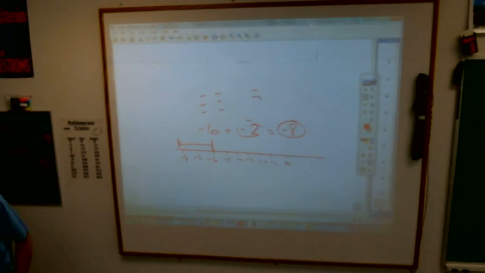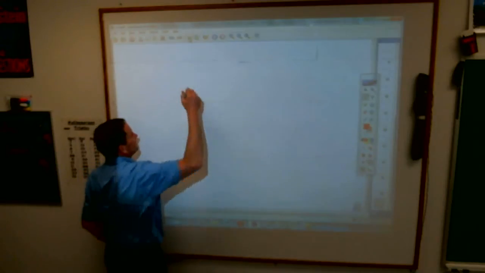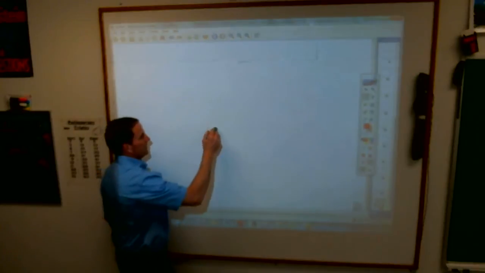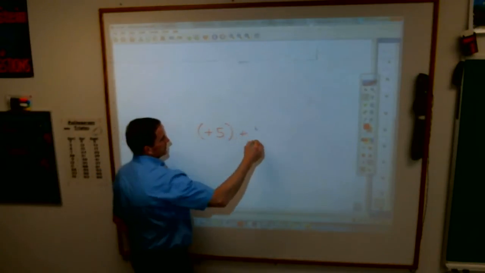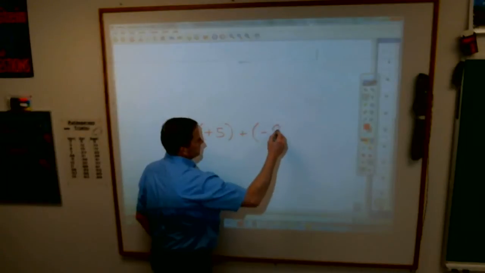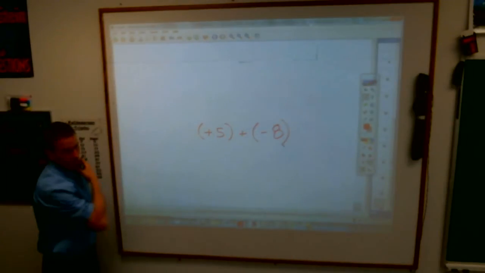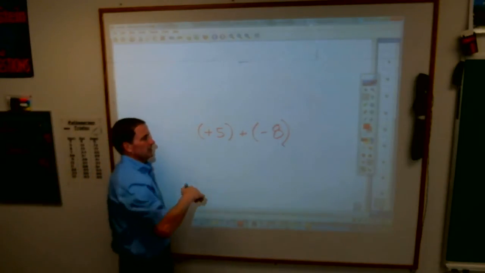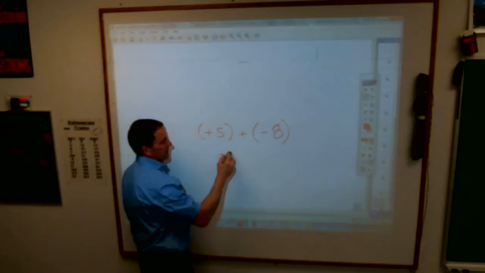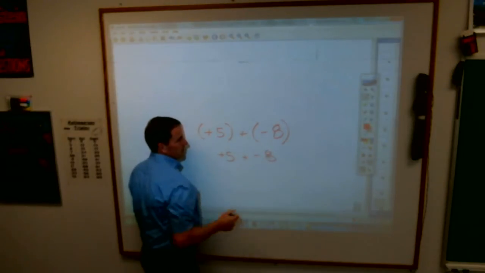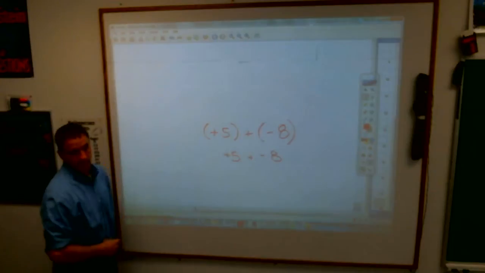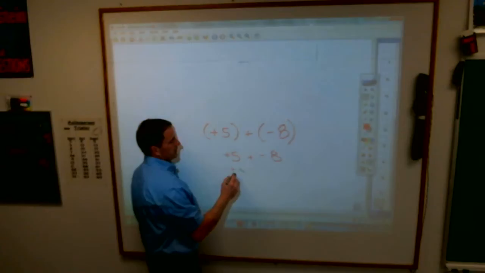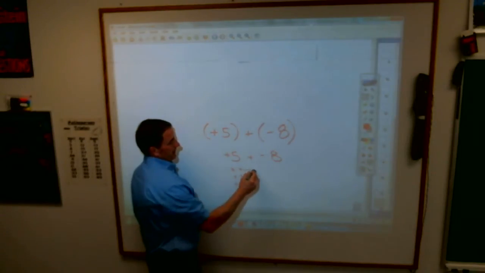How about this one? Sometimes they confuse you by throwing parentheses in here. If you see something like +5 plus negative 8, don't let those parentheses confuse you. They really don't mean anything. They don't change anything. This is the same as positive 5 plus negative 8. What is a positive 5 and a negative 8? Negative 3. You have 5 pluses and 8 negatives.